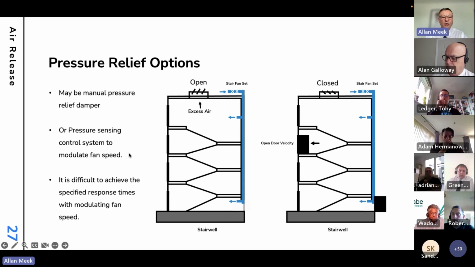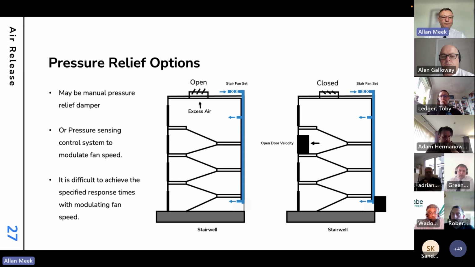The most common way of doing this is a pressure relief damper, where the damper would be closed when the door is open. We provide the airflow velocity, so the damper closes, forces all of the air through the lobby door, and we get this nice 2 meters per second velocity. When the doors are closed, the damper reacts to that and opens, and the excess air goes out through the pressure relief damper. We typically use a penthouse. These are gravity operated, calibrated to the maximum pressure, and they just open and close depending on the pressure within the staircase.